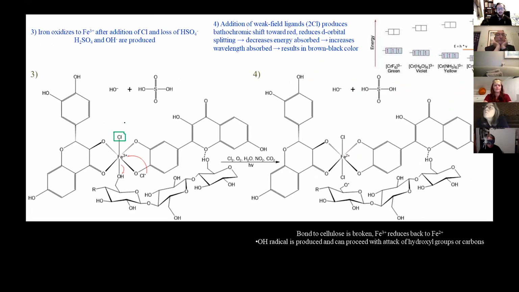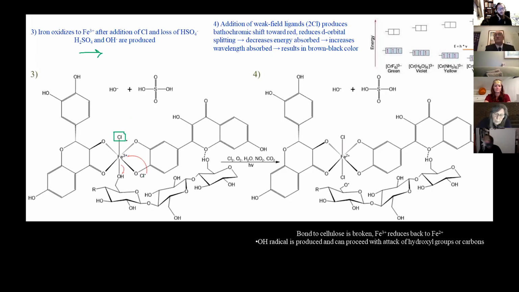And when we add chlorine, we actually cause a bathochromic shift to the right. It also tends to produce, when adding chlorine, more of a brown tone, a brown-black tone. So I think you can all probably guess where I'm getting at. So we're adding chlorine. We had another chlorine radical produced during that initiation step.